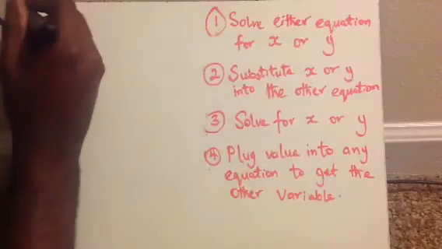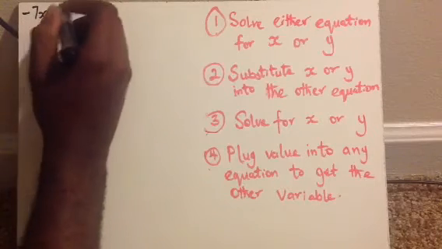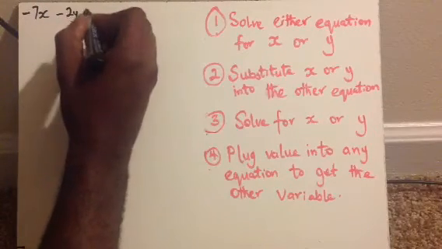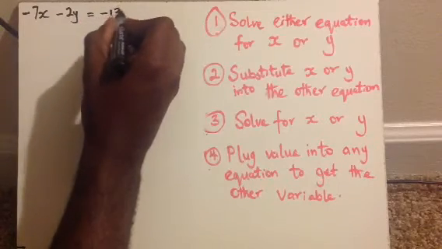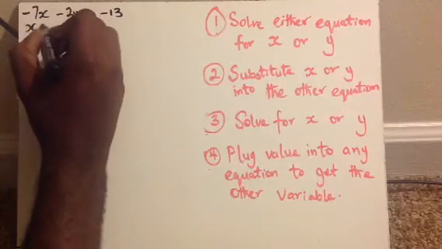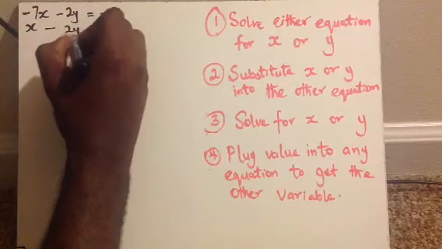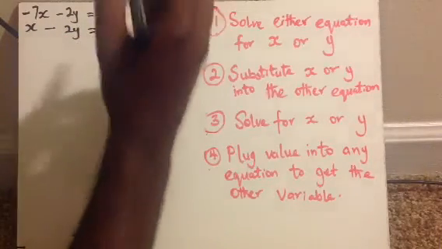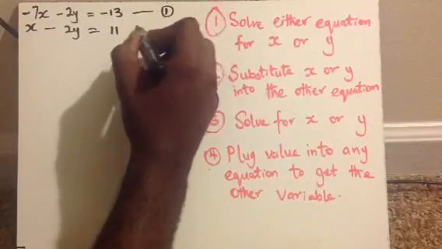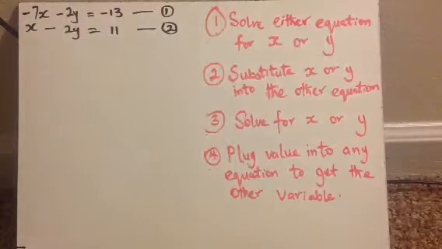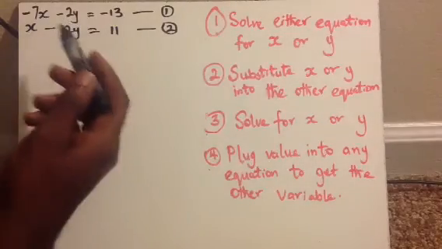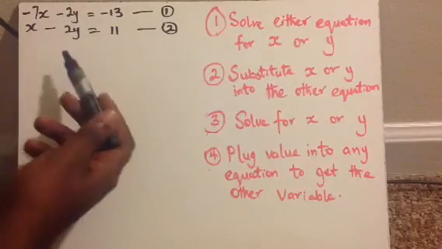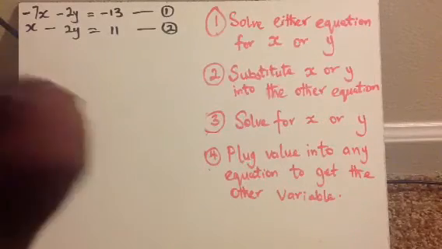So our next example is minus 7x minus 2y equals minus 13. And we have x minus 2y equals 11. I like to label my equation equation 1 and equation 2. So we could go through the steps. So the first step says solve either equation for x or y. So as you can see from both equations, we don't have any other variables isolated, so we have to solve for either x or y.